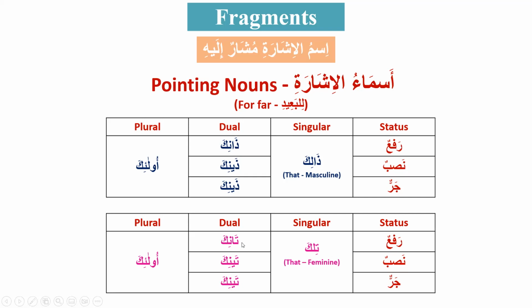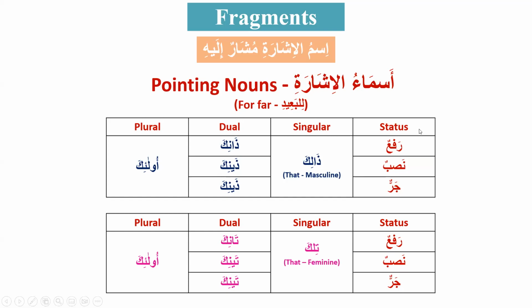All right. And the dual is tanika, tainika, tainika. Again, tanika is rafa, tainika and tainika is nasab and jar. You see zanika, zainika, zainika, tanika, tainika, tainika. There's a pattern here. You don't have to work hard to memorize this. You have to just spare some time and make an effort, and inshallah it's gonna be very simple. And ulaika is the same for masculine and feminine, for pointing at something which is far.